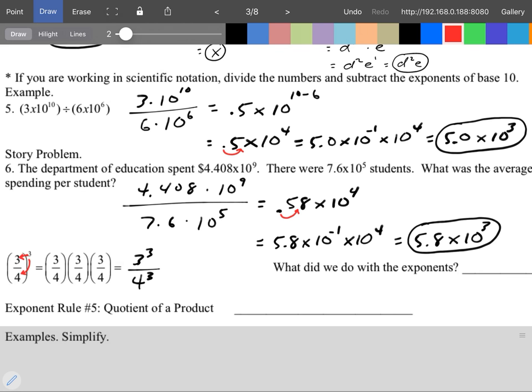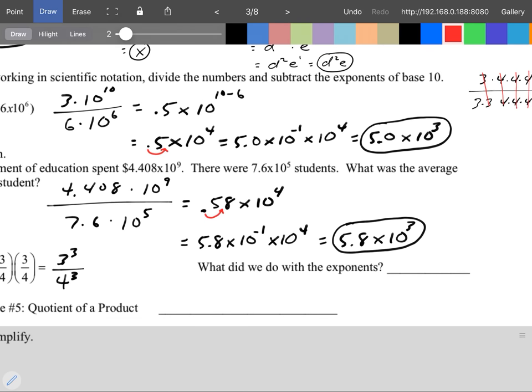All right. So then they got this blank over here. It says, what did we do with the exponents? Let's see if I can fit this in here. Well, we put the exponent on the numerator and the denominator.